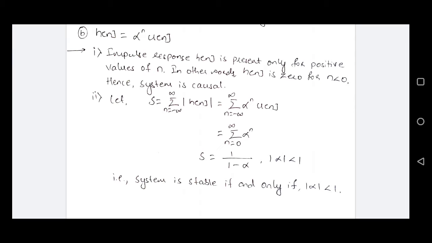Therefore, the system defined by the impulse response h of n equals alpha to the power n u of n will be stable if and only if the magnitude of alpha is less than 1, not equal to, sorry. If the magnitude of alpha is less than 1, then only the system will be stable.